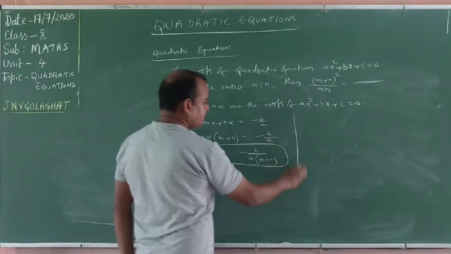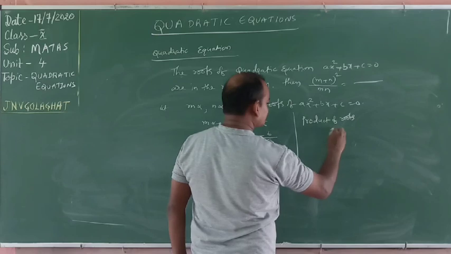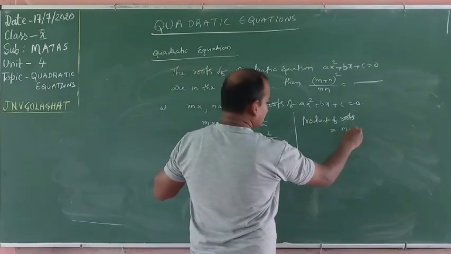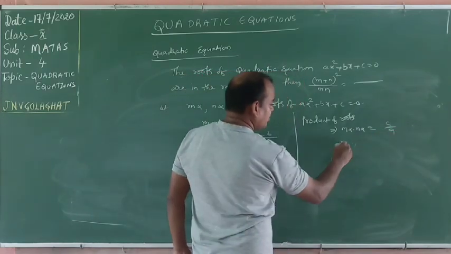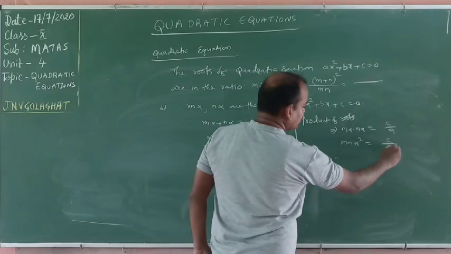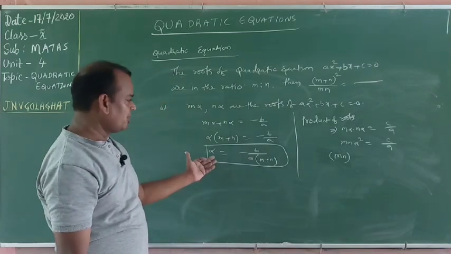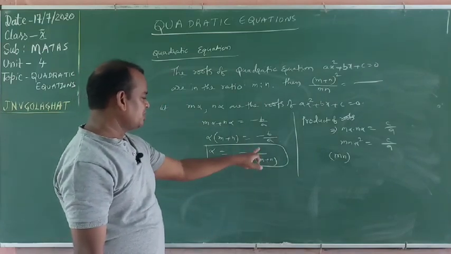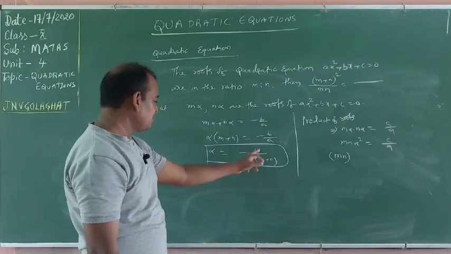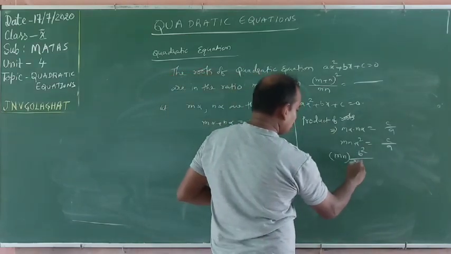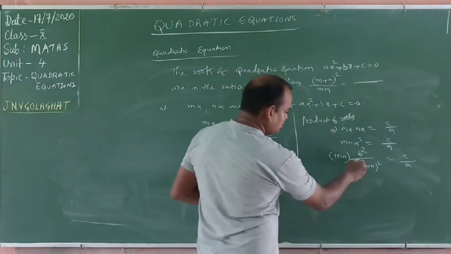Now this is the sum of the roots. Now we write the product of the roots. Product of the roots is equal to m alpha into n alpha, that is equal to the product of the roots formula c by a. So mn alpha square is equal to c by a. We already found alpha, so mn into alpha square, minus b by a into m plus n whole square, means b square by a square into m plus n whole square, is equal to c by a. Now this one cancels.